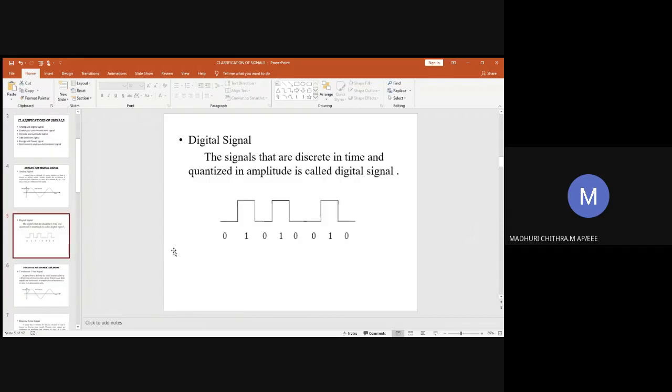Next, digital signals. Signals that are discrete in time and quantized in amplitude are called digital signals. In the second class, I think I said that the analog signal is converted into digital signals in the form of zeros and ones, right? So digital signals are discrete in time, not continuous. They are discrete in time and quantized in amplitude.